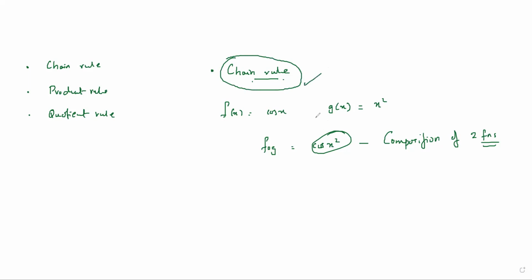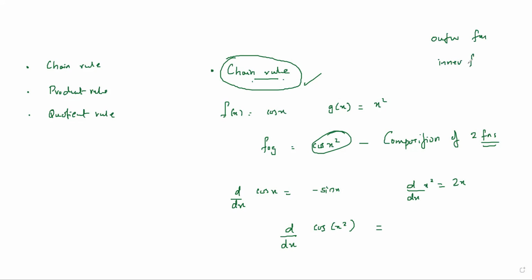Okay, for example, we know the derivative, that is d by dx of cos x is how much? We know that it is minus sin x. d by dx of x square is how much? We know it is 2x. Now what will be the derivative d by dx of cos x square? So whenever you are asked to find the derivative of cos x square, you have to identify what is the outer function and what is the inner function.